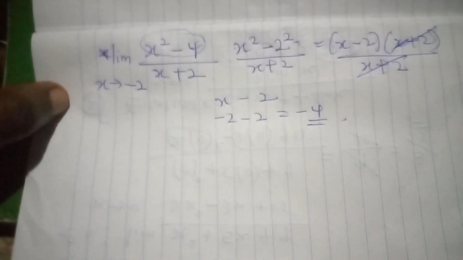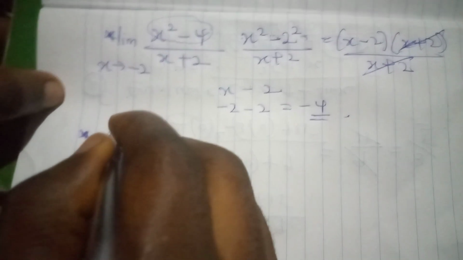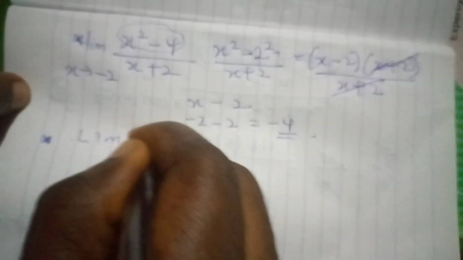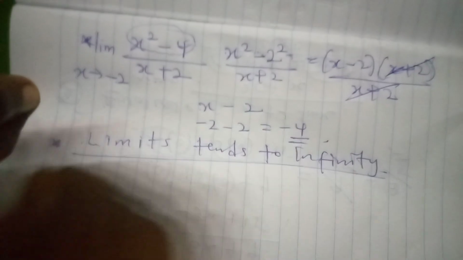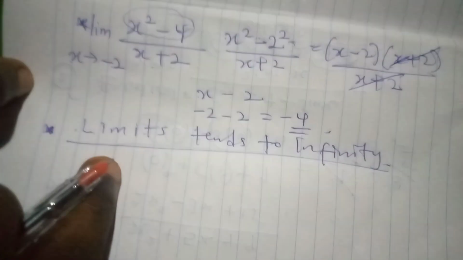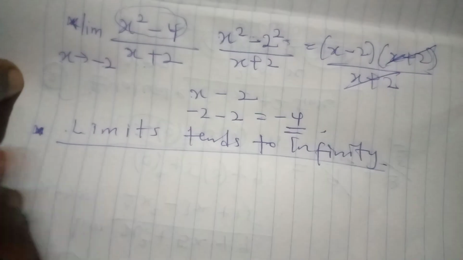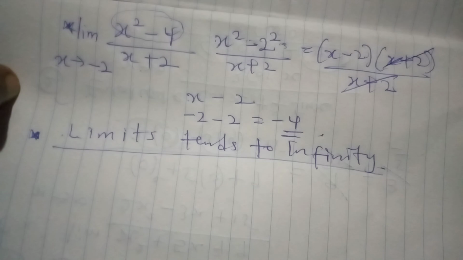Now let's go to another limit. Another limit is the limit as x tends to infinity. I will be explaining this in the next one: limits tending to infinity, and limits by factorization, rationalization, standard limits, and the rest.